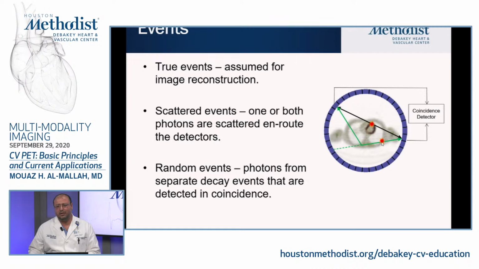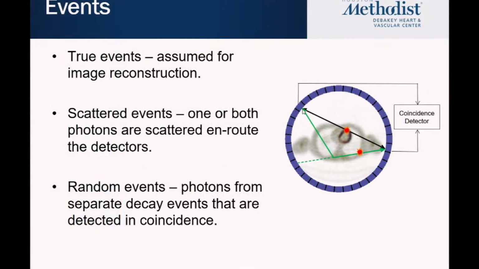So this one could be coming from this point, and now one of them traveled this way, one of them traveled that way, and now you hit within that detector within 180 degrees. So it might give the computer the sense that this is coming from this point, but in reality it's coming from here, and this is one scattered.